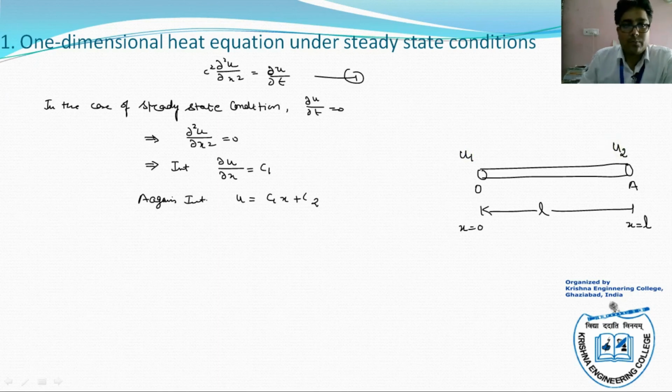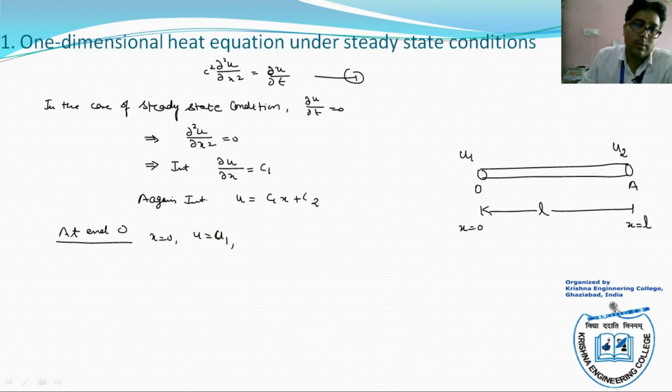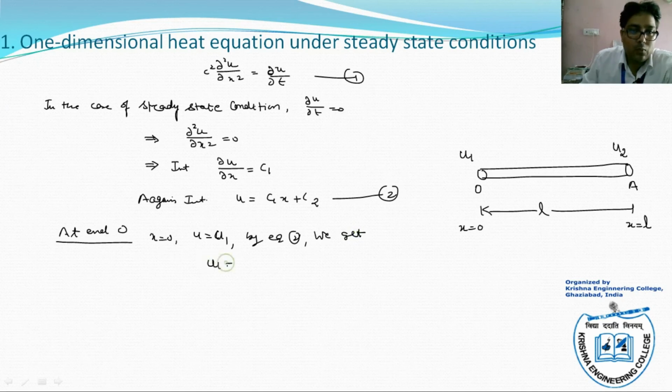So at the end O, x is equal to 0 and u is equal to u1. By equation second we get u1 = 0 + c2, that means c2 = u1.